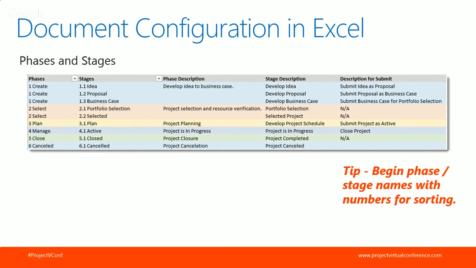The other thing this allows you to do is describe your phases, describe your stages, and what we have here on the right is something called a description for submit. So if users are moving from stage to stage with a submit action, this will be the description that shows right before they submit in the workflow.